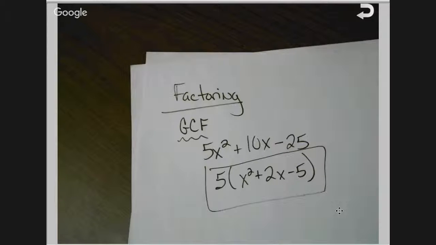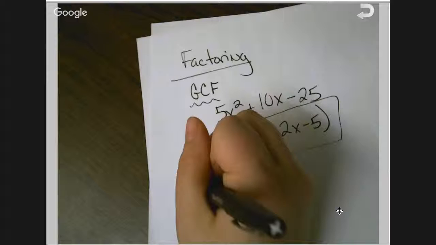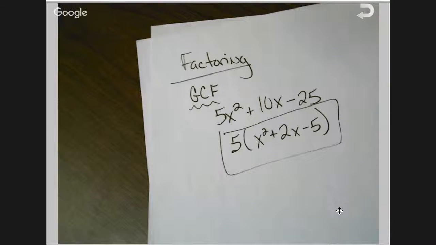We've done that the past couple days in the examples that we've done. So I'm not extremely worried about it, but does anybody have a question about greatest common factor? Okay. So I'm not going to touch on that anymore unless it's just integrated into a problem I want to do.